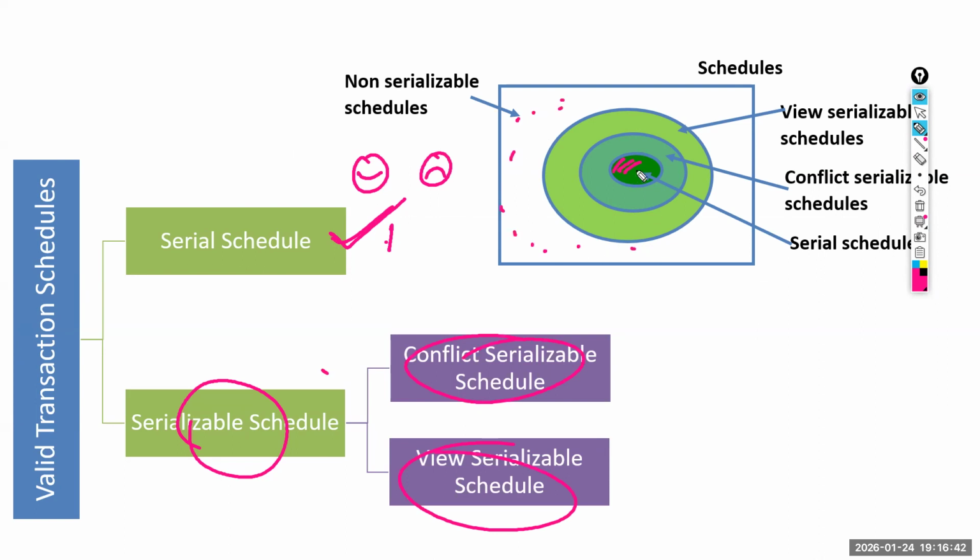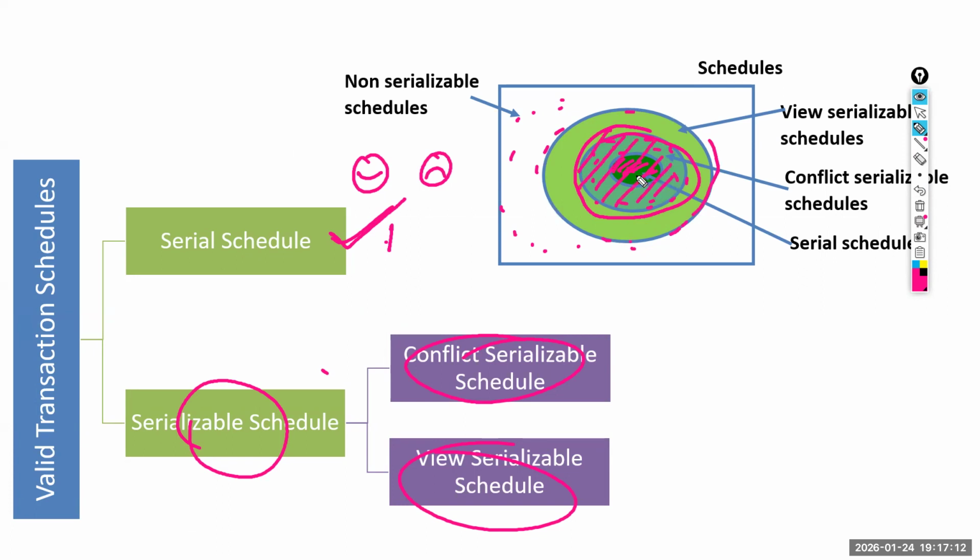This is serial. This is conflict serializable, right? So every serial schedule is, sorry, conflict serializable schedules are also safe. View serializable schedules are also safe, but finding whether it's conflict serializable is easier.